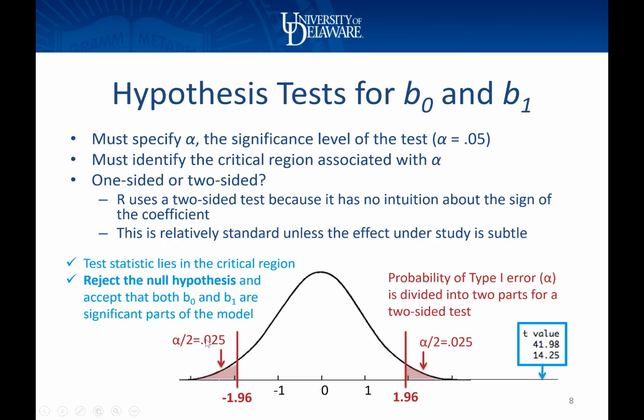So the test statistic lies well within the critical region for each of these tests, for both the intercept and the slope. So we're going to reject the null hypothesis and accept that both b0 and b1, the intercept and the slope, are very significant parts of this model.